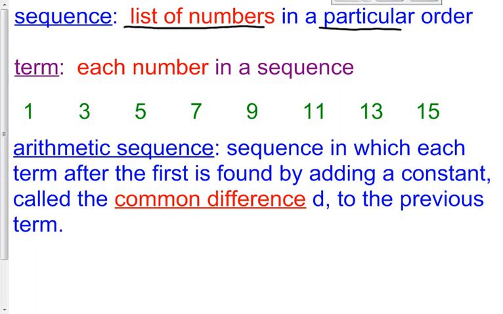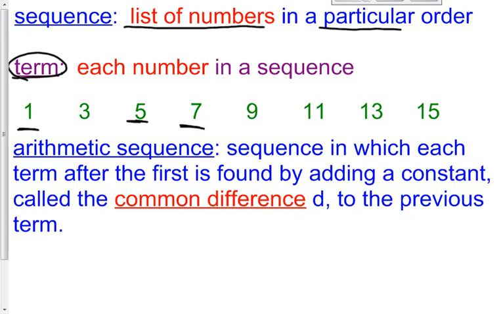Okay, so here's what a term is now. Whenever I say a term, it's each number in a sequence. Here's the first term. Here's the fourth term. Here's the third term, whatever the case might be. Okay, each of those are terms in the sequence.